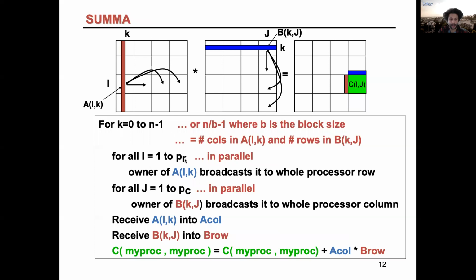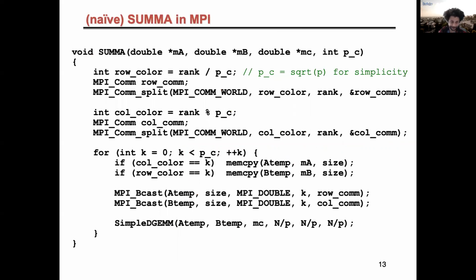For all the inner products, this is the outer loop, k from 0 to n-1, or n over b. In our case, we're going to choose b to be pretty high, so it's only going to iterate to square root of n. All the processes in parallel will broadcast along the process row for A, and all the processes owning B will broadcast along the process column. This is going to end after n over b iterations. In our case, since b will be as large as the whole local matrix, this is going to finish in square root of p iterations. So for that description, here is what it will look like.